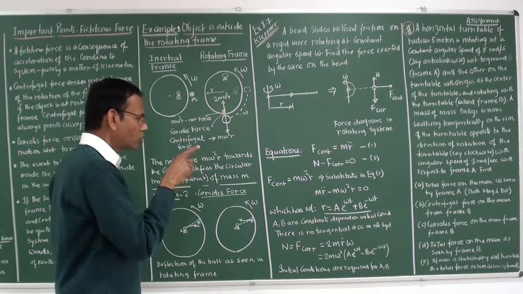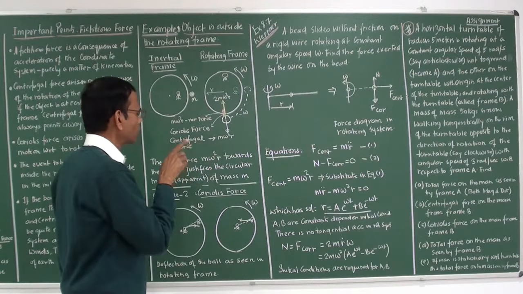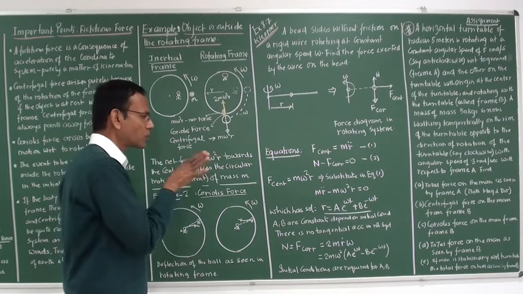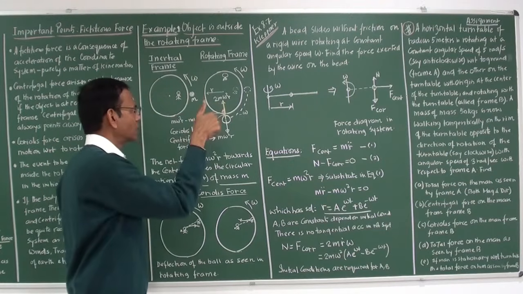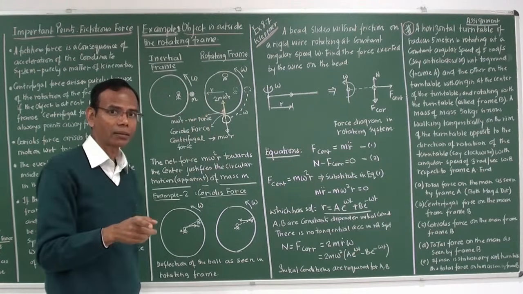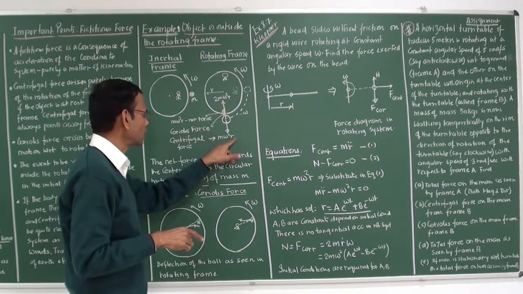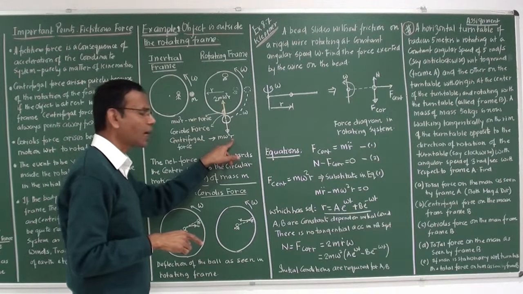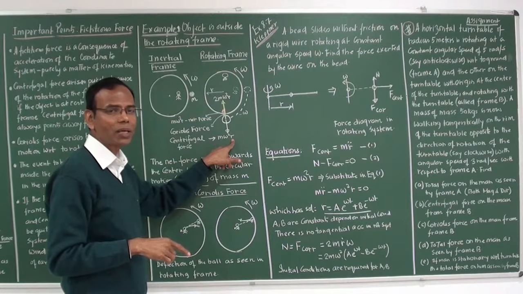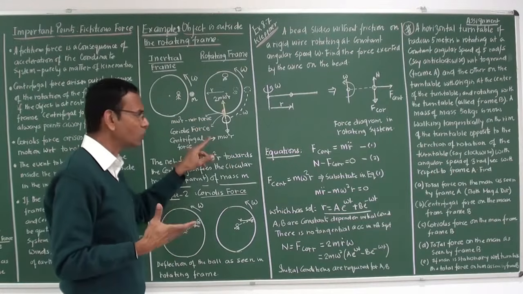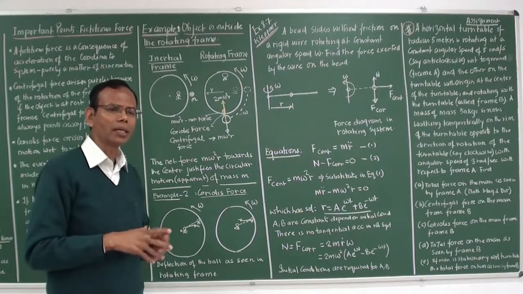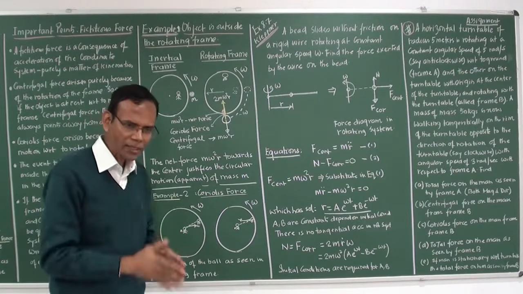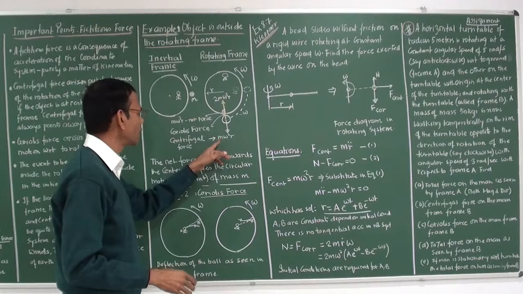And again, omega cross. If you do omega cross, omega is on this side, so omega cross is this side. Now minus of that, so it is on this side. So m omega square r is on this side. That is your centrifugal force. And we know that centrifugal force is always away from the axis of rotation. So it is m omega square r.